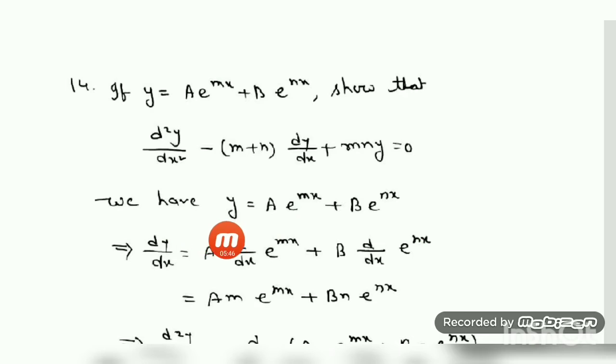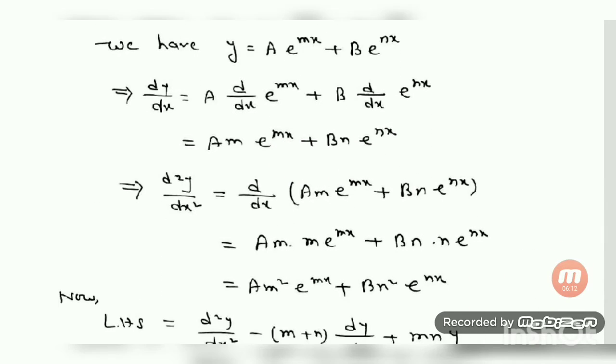So first I am writing here y. What is y? A e to the power mx plus b e to the power nx. Let us find out dy/dx, that is d/dx: a constant comes out, d/dx of e to the power mx, plus b constant comes out of the derivative, d/dx of e to the power nx. Write down the derivative of e to the power mx by formula. What is it? m e to the power mx, or the same rule may be used if you want. B and e to the power nx, by direct formula I have used here. Okay, we have got dy/dx.